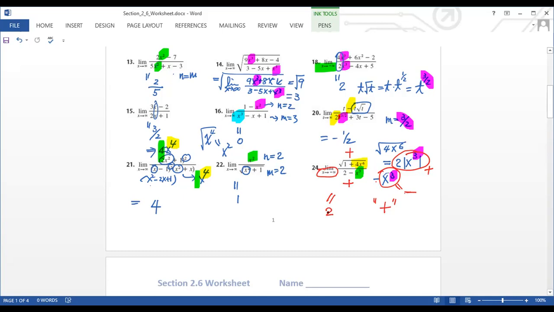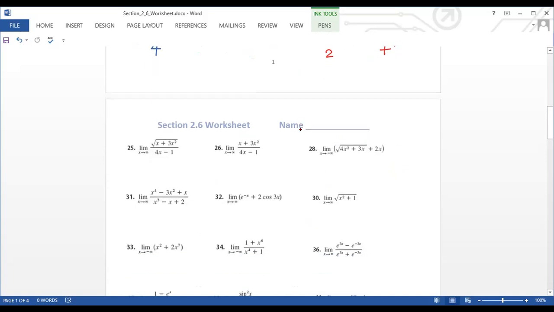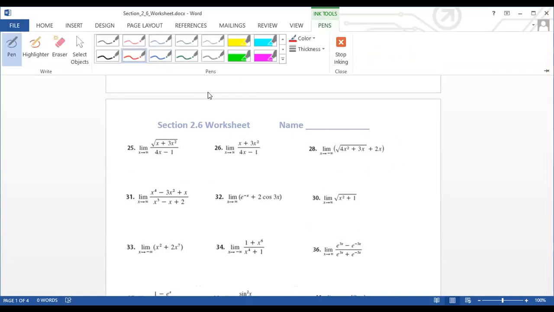So be very careful, right? Especially when x goes to negative infinity. Be very careful here. All right, so now let's take a look at this one here. Let's do the same thing. And when we have the square roots, take a look here.